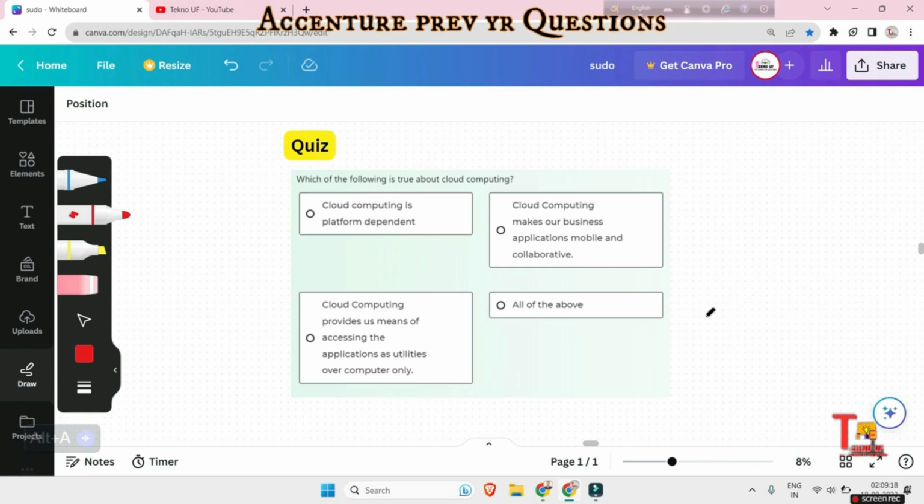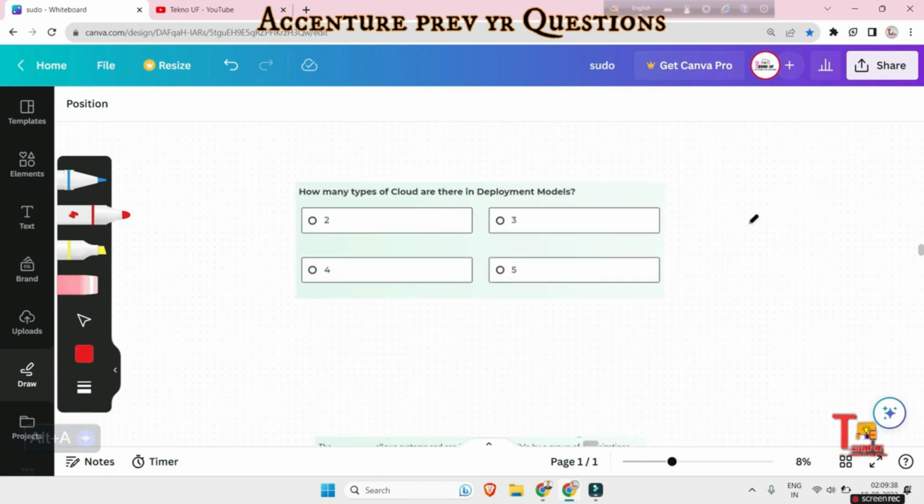Okay, let's go to the next question. How many types of cloud are there in deployment models? I think I have already uploaded a video in which I discussed the deployment model. So I hope you have watched that and you have knowledge about the deployment model, right? So actually the answer will be 4, because cloud can have private, public, hybrid, and community deployment models, right? So the answer will be 4.